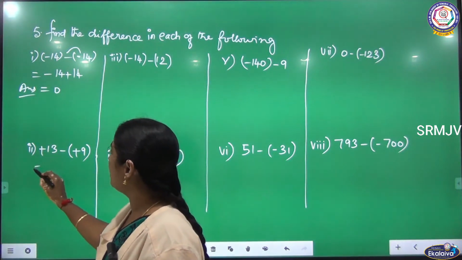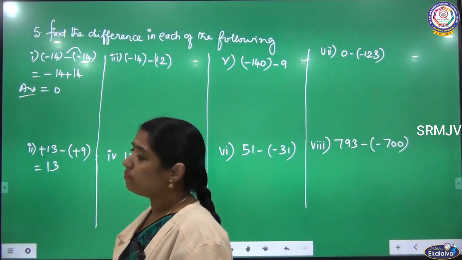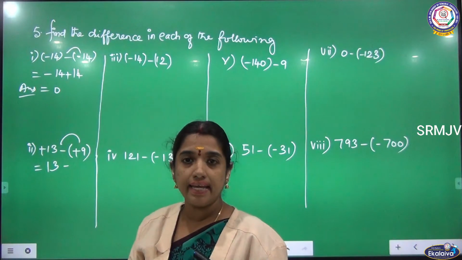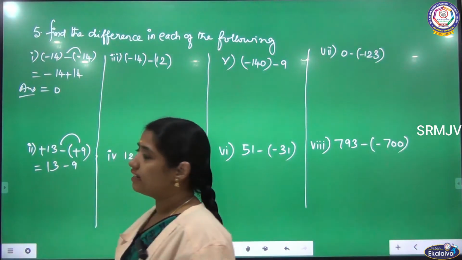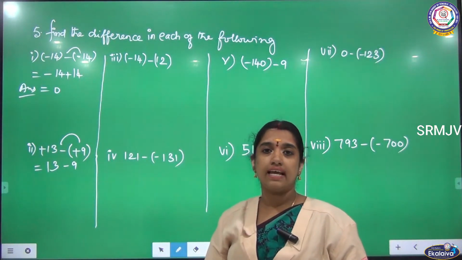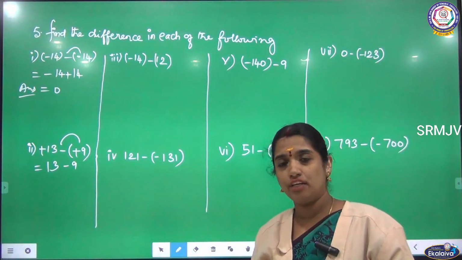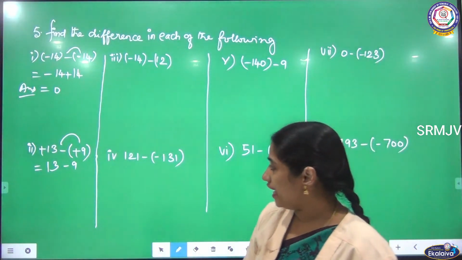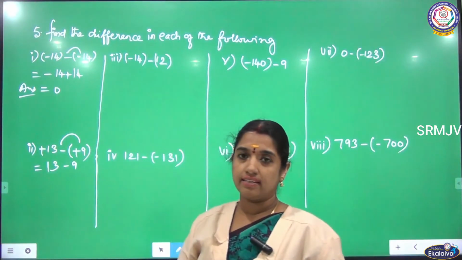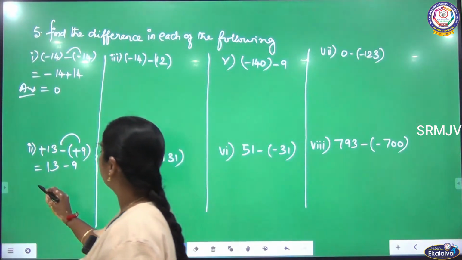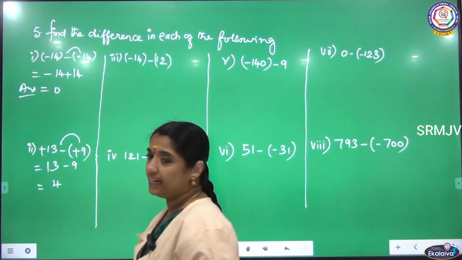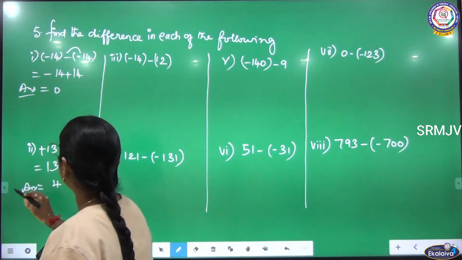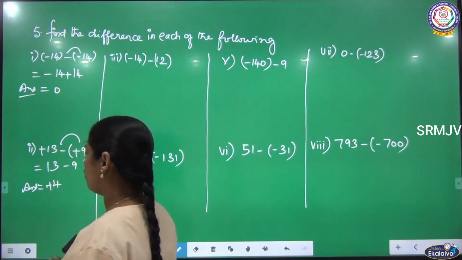Next, listen, 13. Plus 13 is there. Minus into plus is minus, and 9. So 13 minus 9, a positive integer and a negative integer. If I add, I am going to subtract that. So what is 13 minus 9? 4. Which is greater here? Positive is greater, so put the positive symbol. You can write plus 4 also, it is correct.